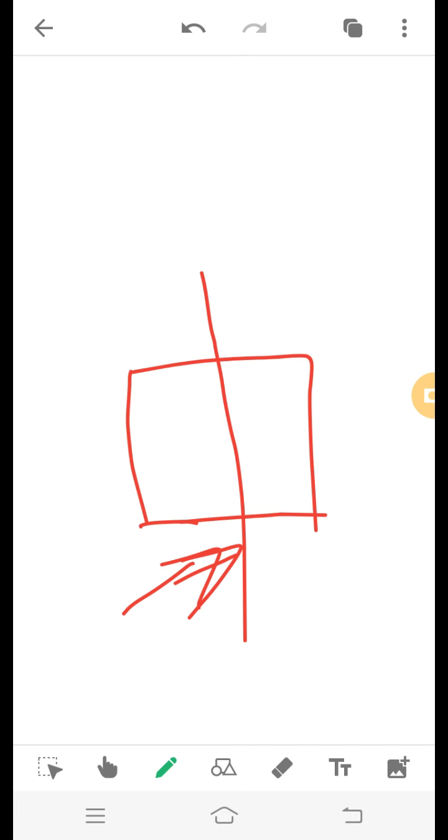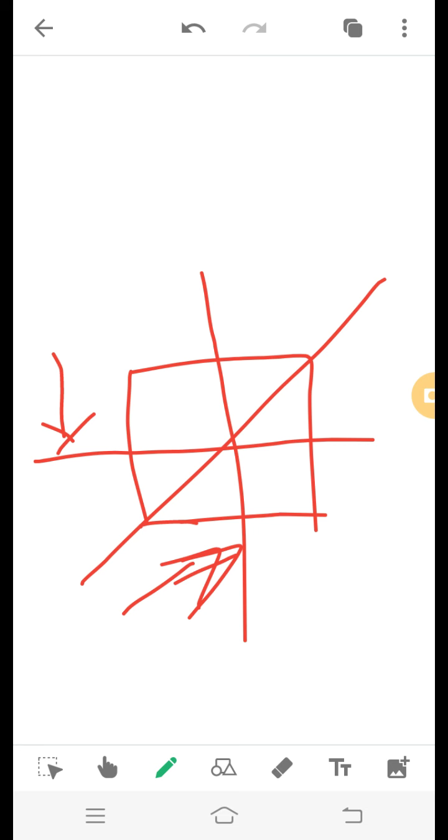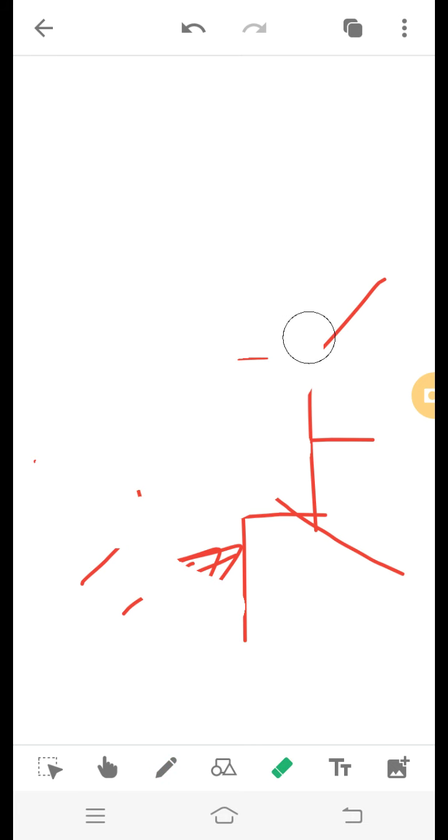symmetry. Suppose if I divide from here, this one also is the line of symmetry. If I divide from here, this one is also the line of symmetry. I can divide from here also. So we can say it's a line of symmetry.